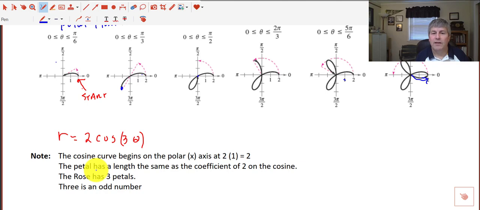The petal has a length that's the same as the coefficient of 2 on our cosine. So our petal length is this 2 here. And our rose has 3 petals, and we had 3 theta, and also 3 is odd. So a couple of things to keep in mind.